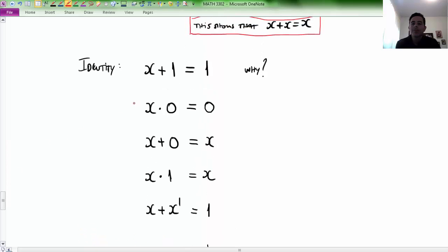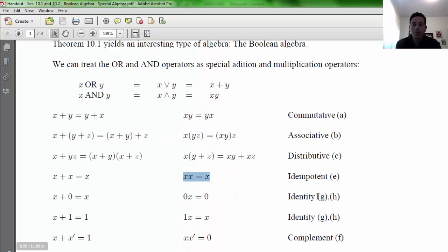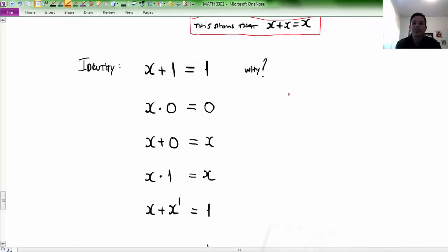Here's another one. This is the identity property. That is this property here. There are 4 identity properties. Notice that these 3 here look very similar to the arithmetic properties, the algebra properties that we saw before. x plus 0 is equal to x. But look at this one. x plus 1 equals 1. That's kind of odd. But again, these operations are not additions or multiplications. They are OR and AND. So this is x or 0. This is x or 1, and so forth.